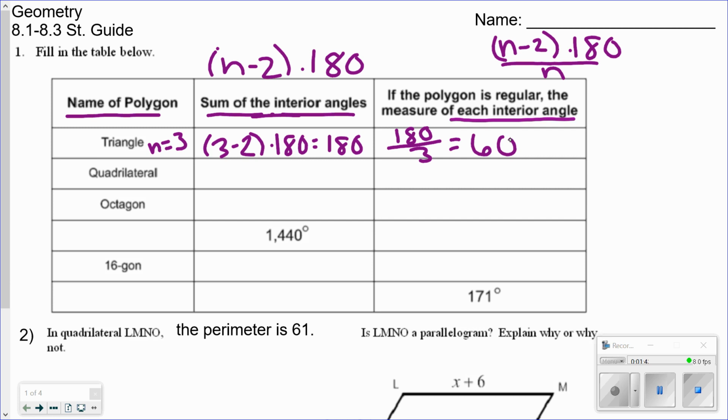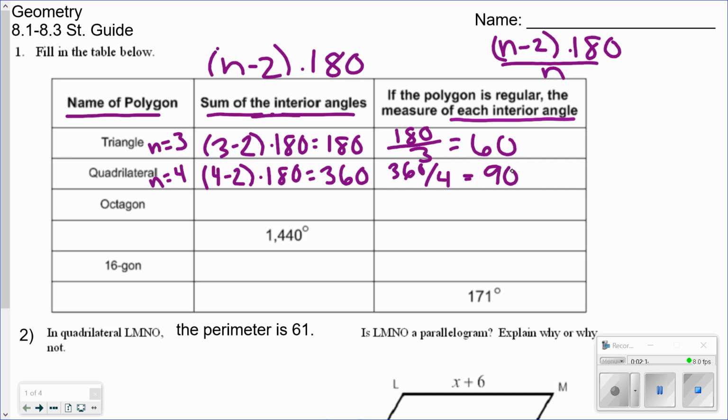Let's try this again with a quadrilateral. We know that a quadrilateral has 4 sides, so I need to plug 4 into my equation, 4 minus 2 times 180, and that is equal to 360. Now if I want to figure out one individual angle, I need to do 360 divided by the number of sides, which is 4, and you end up getting 90 degrees.